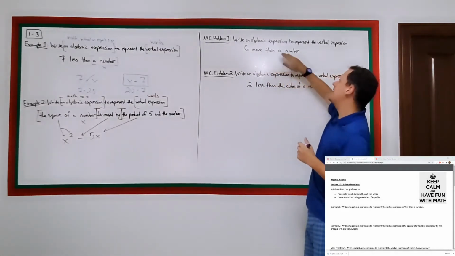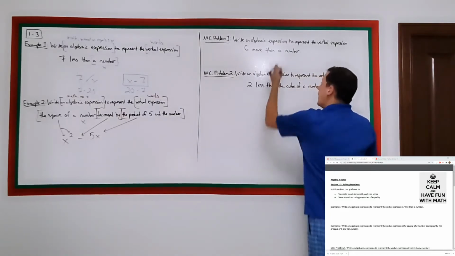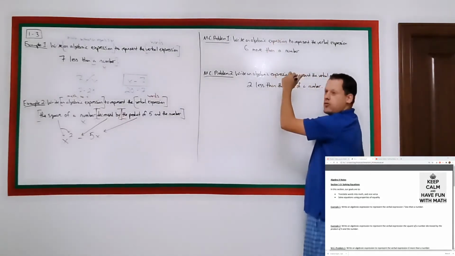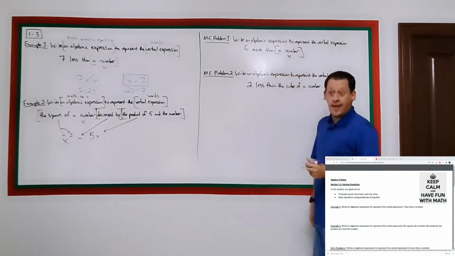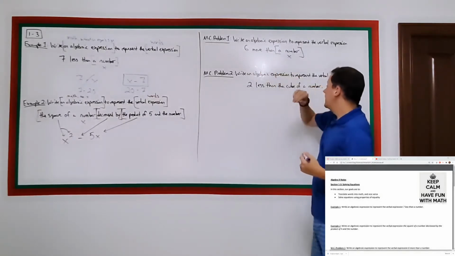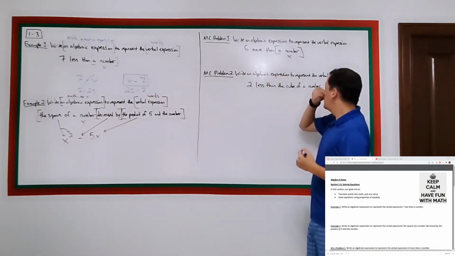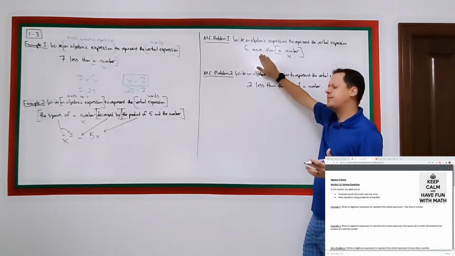6 more than a number. 6 more than a number. Well, oldest trick in the book, right? If it's a number and it doesn't tell us what it is, that's x. So, we've got 6 more than x. More than suggests what mathematical operation?